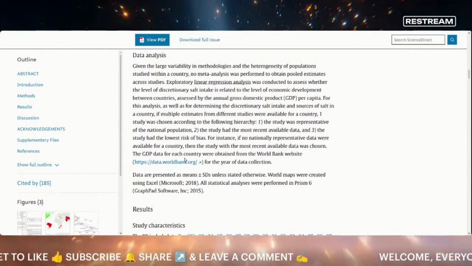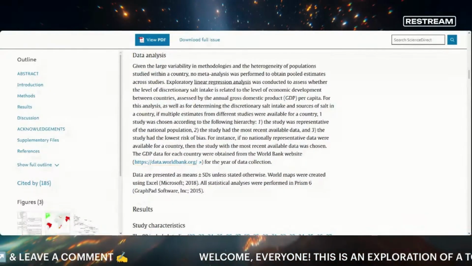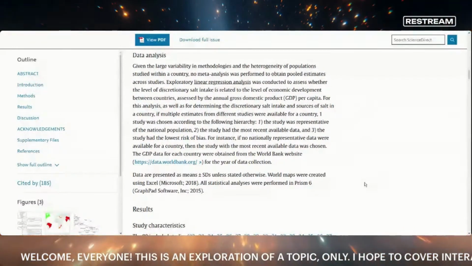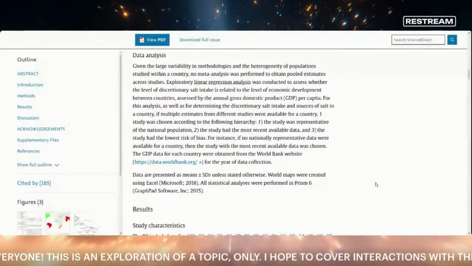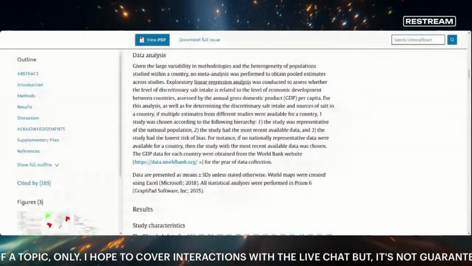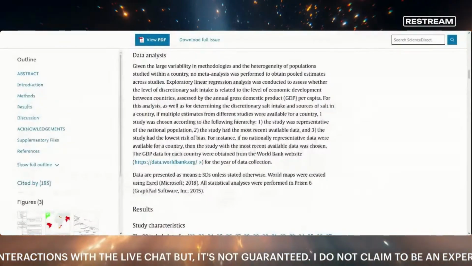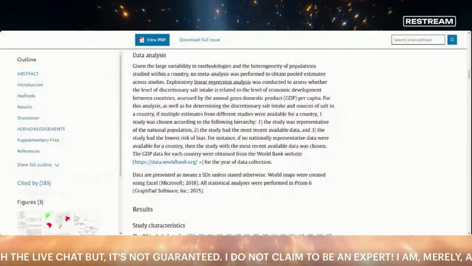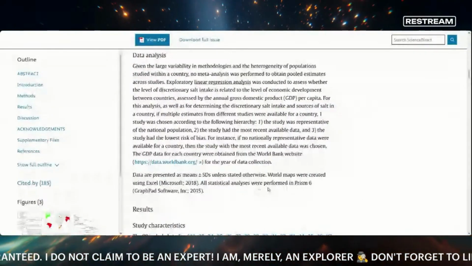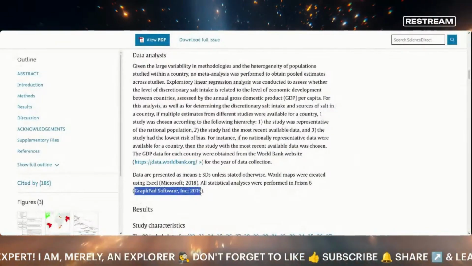And there it is there for anyone to click on. For the year of data collection. Data are presented as means plus SDs unless stated otherwise. World maps were created using Excel, Microsoft 2018. All statistical analyses were performed in Prism 6, GraphPad Software Inc. 2015.